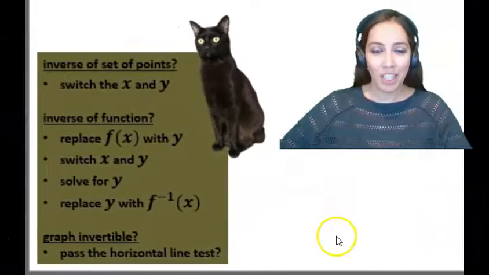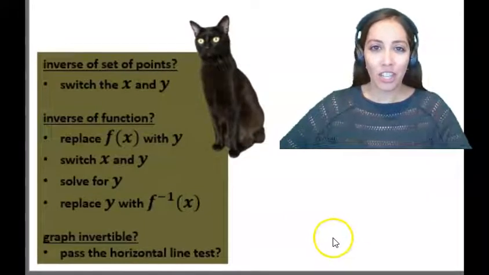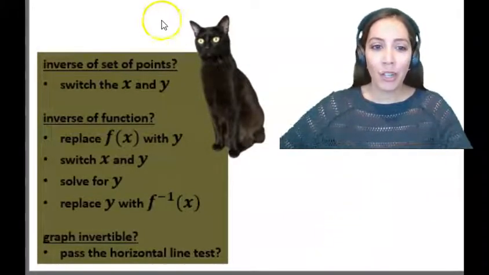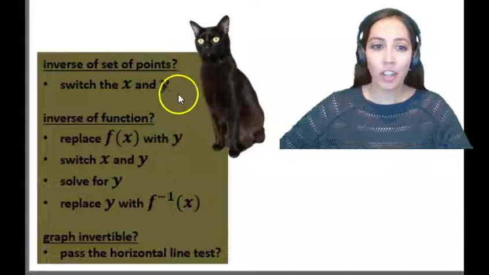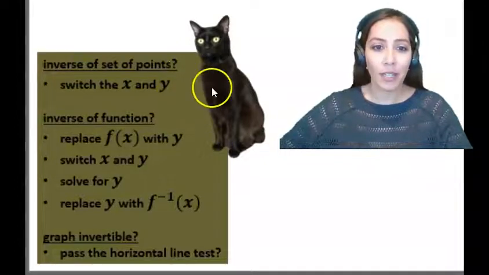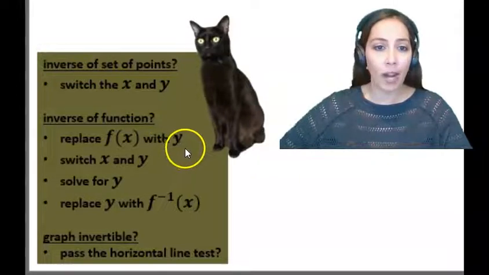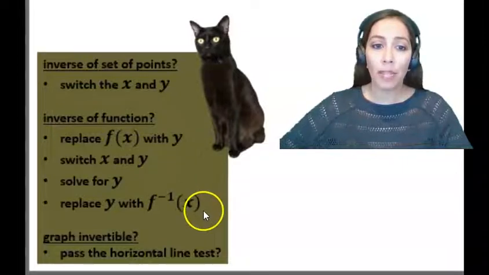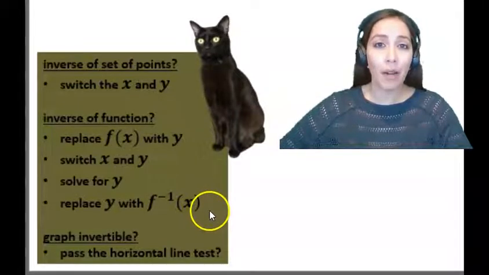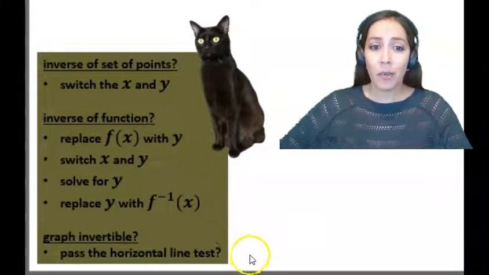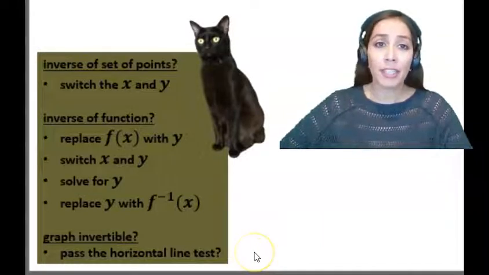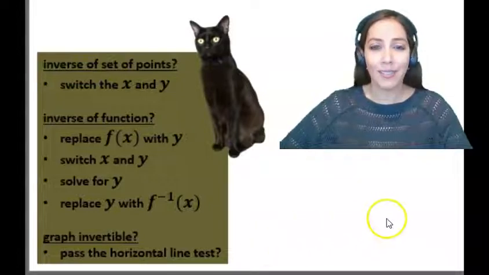I'm here with my teaching assistant Chloe for her latest cheat sheet notes. She wants you to know that when you are taking the inverse of a set of points, all you do is switch the x and the y around. If you are taking the inverse of a function, replace f of x with y, switch x and y around, solve for y, and then replace y with f to the negative 1 power of x. If you are looking at a graph and wondering if it's invertible, ask yourself, does it pass the horizontal line test?